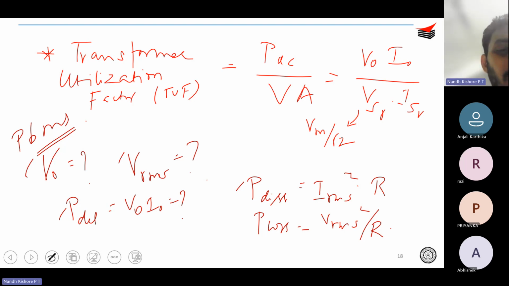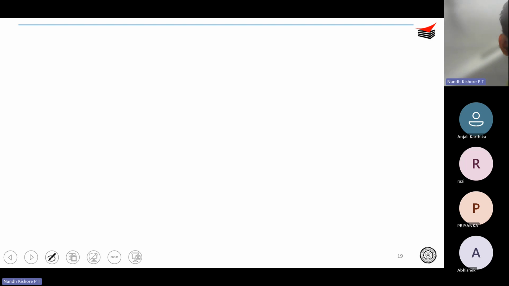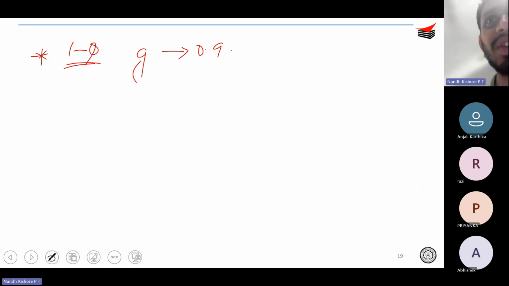So one thing we derived in detail was that for a single phase case, the G, or the distortion factor, is 0.9. We derived it. I'm not going through the derivation again.